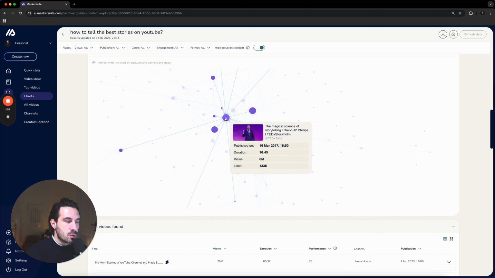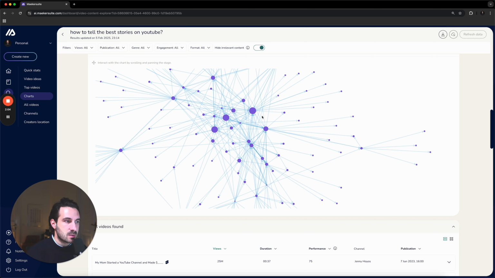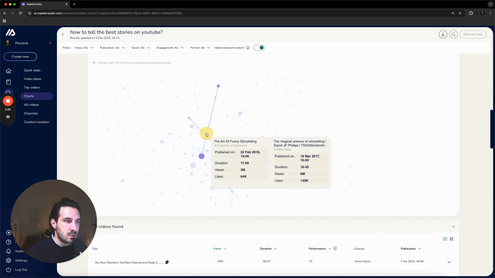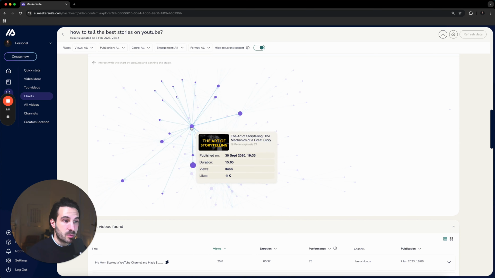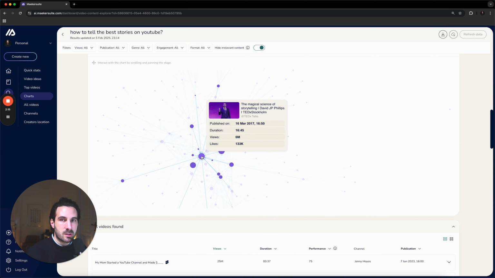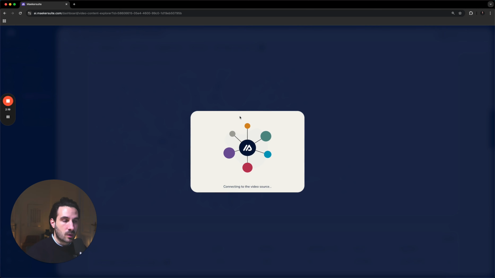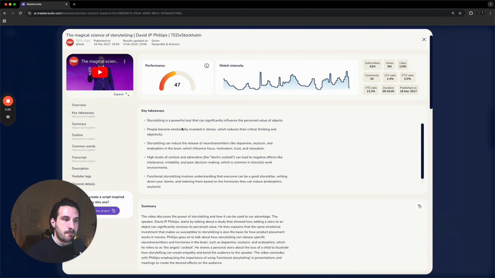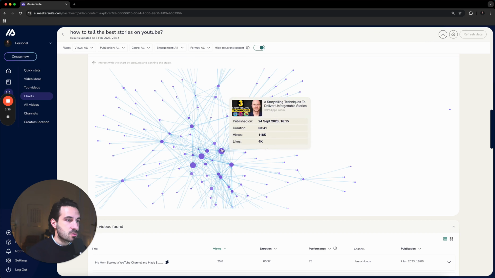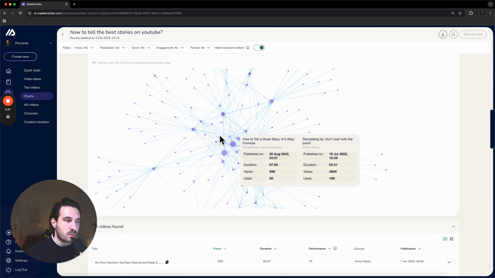So when you are doing your research for your own content, what you should be doing is go to this graph and look into the videos that have the biggest bubbles, click on them, and then go to the talking points. You could look at the watch time intensity, whatever you want to look at. For example, look at the key takeaways and then take those takeaways as a building block for your own content piece. So this graph is extremely powerful. Always look for the big bubbles.